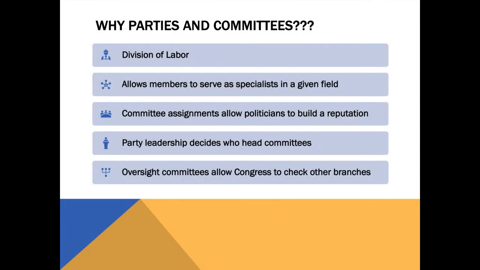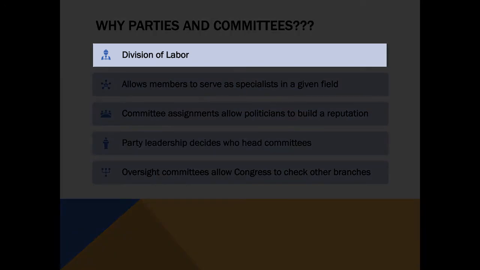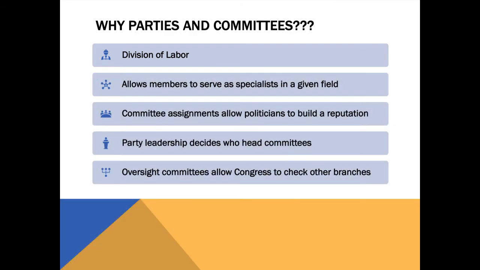So a quick recap. Why do we need parties and committees in Congress? First, parties and committees are critical for the division of labor. Even though only about 4% of the 11,000 bills on average that are introduced each congressional session are actually passed, that's still a lot of work to process. Parties and committees help organize the workload into more manageable sets of responsibilities.